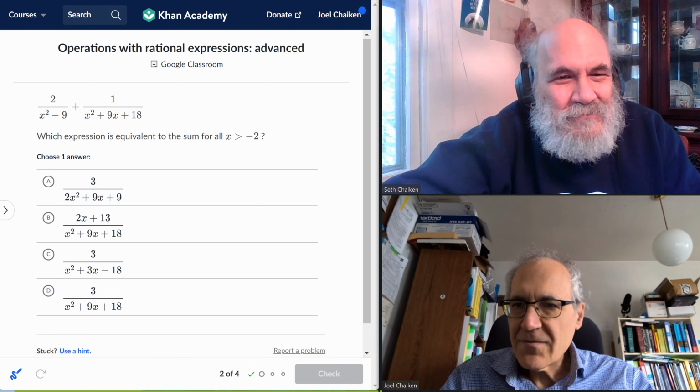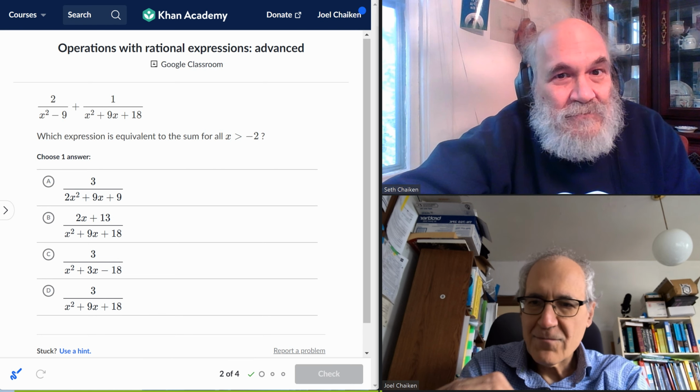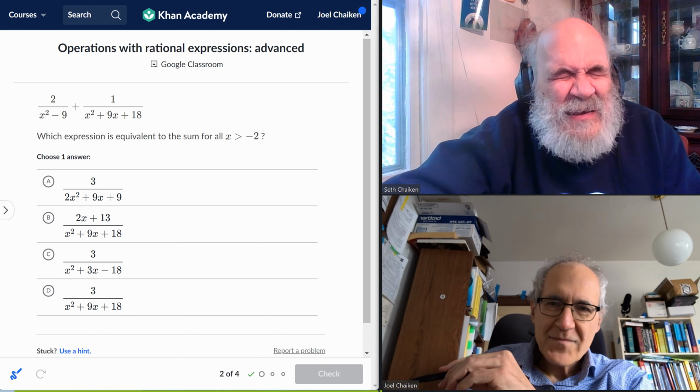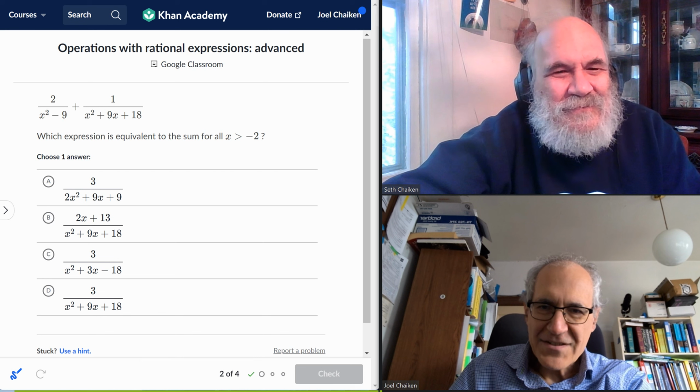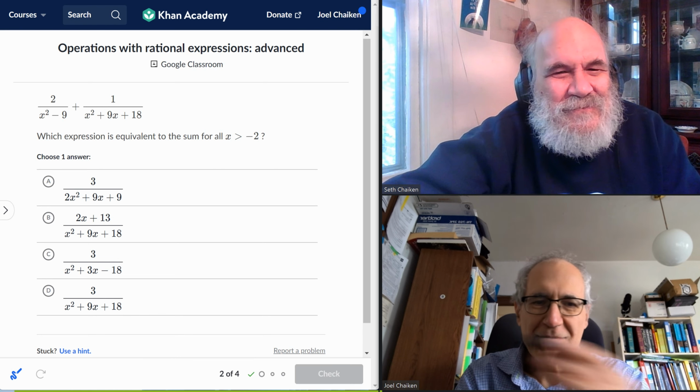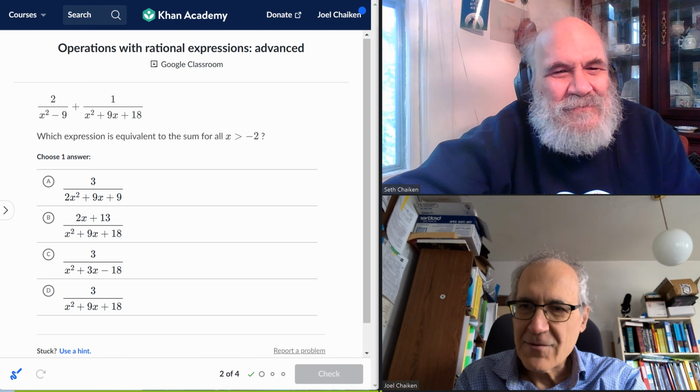Okay, well, if x is 3, you have a problem. But we won't worry about that right now. Also a problem when x is negative 3. But x has to be greater than negative 2, so we don't have to worry about x being negative 3. Anyway, it looks to me like we're going to have to add these things.